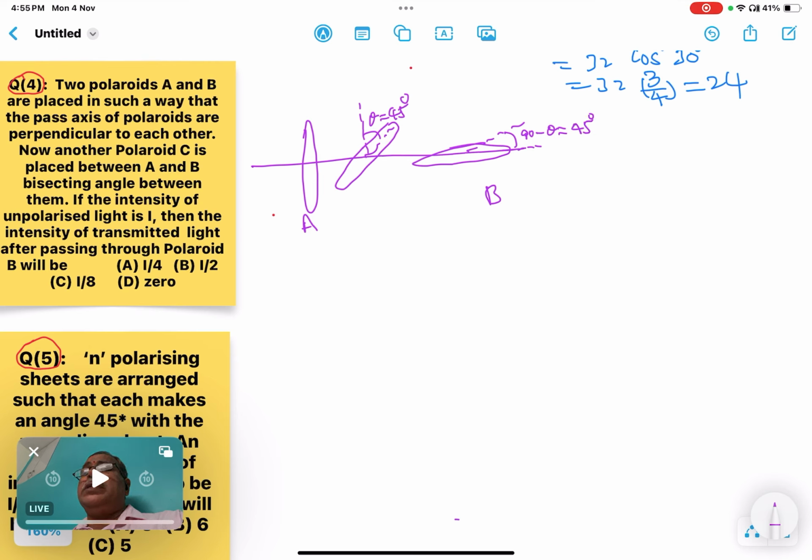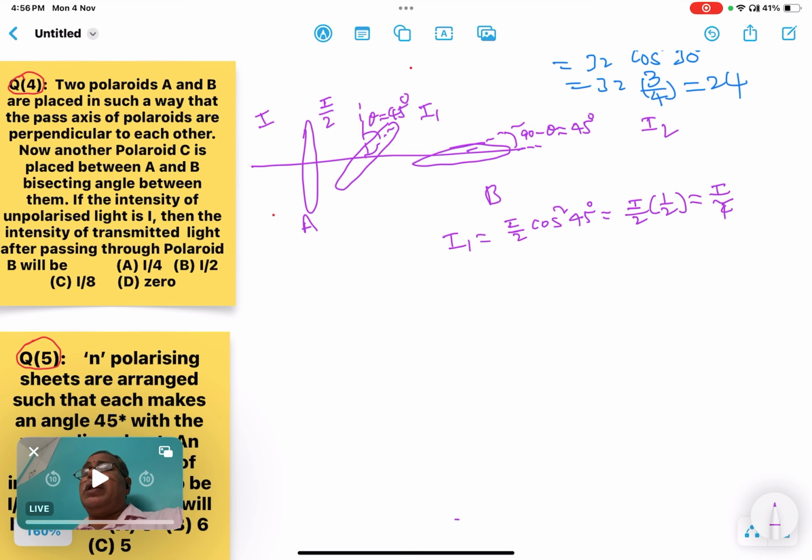So my dear students, if I is the intensity before polarization, then after passing through the first Polaroid sheet, it becomes I by 2. Then I by 2 converts into I1 here, and I1 converts into I2 here. So I1 equals the previous I by 2 into cos square 45. That is 1 by root 2 whole square, 1 by 2, so I by 2 into 1 by 2 equals I by 4.